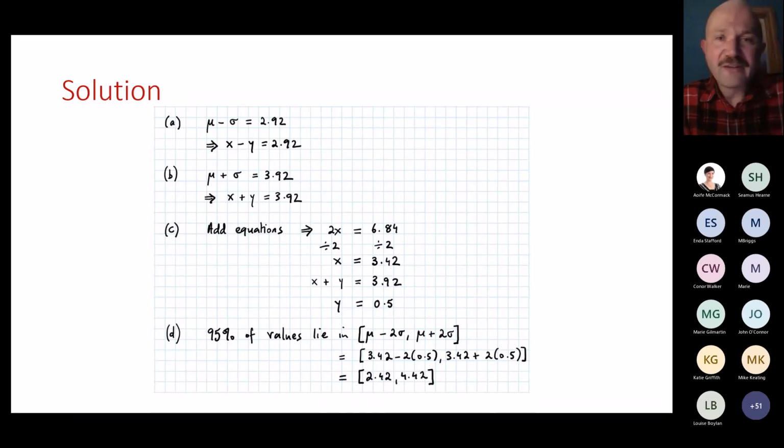Well, 95% would lie from mu minus 2 sigma up to mu plus 2 sigma. In other words, from x minus 2y up to x plus 2y. So substituting their values for x and y in, they would indeed end up with the correct interval.